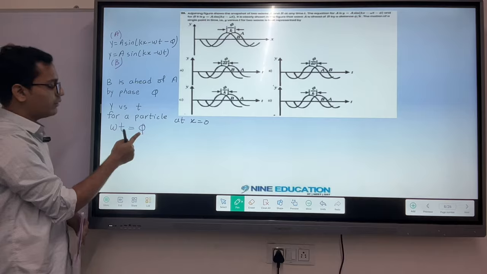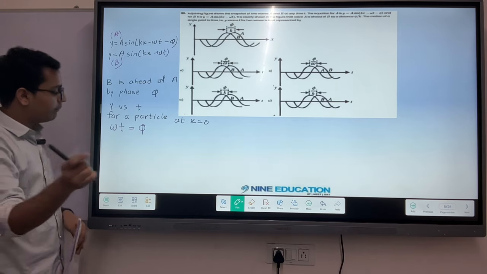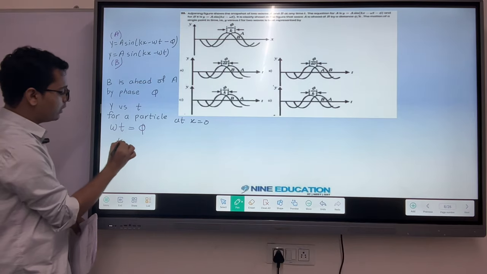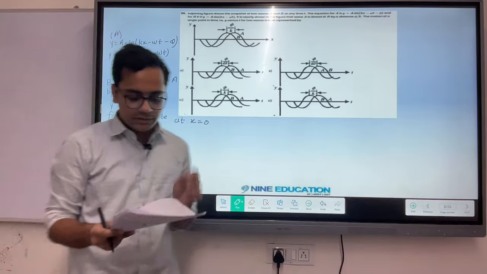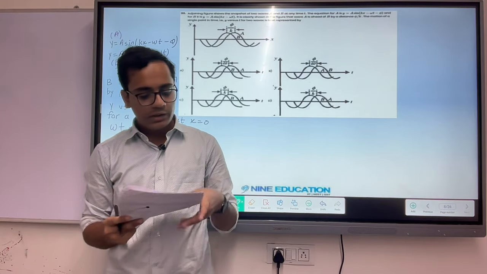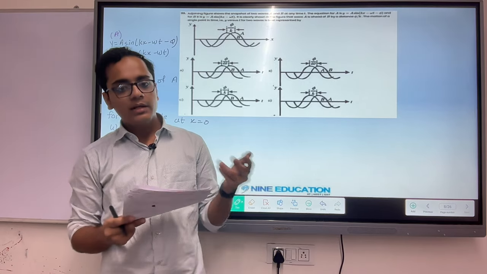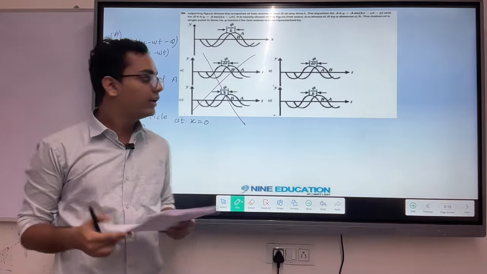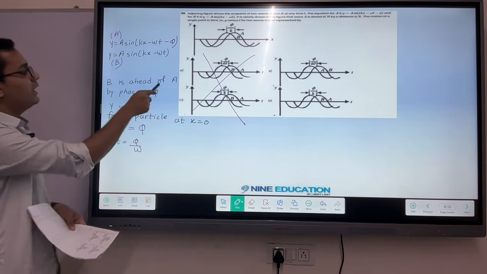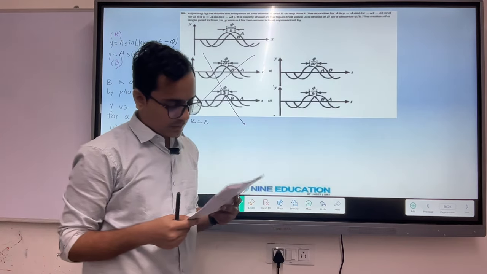So if it is ahead of A by phase phi, I need to find what is the time difference between them. So the time difference t is basically phi divided by omega. So we'll see all the options. You can see in options A and B, A is actually ahead, which is wrong. A is not ahead of B. We clearly said that B is ahead of A by phase phi. So B should be ahead.